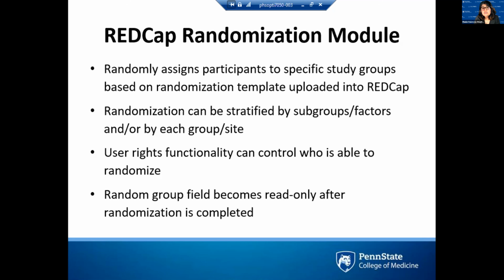Within the randomization module, based on the user rights that you give to each of the members of the research team, you can actually blind or not blind the individuals to the randomization form. And you can also restrict who has the capability of randomizing the participants. In order to protect the data, once the randomization group is assigned, the randomization button that you will see on the screen becomes read-only, so it cannot be modified afterwards.